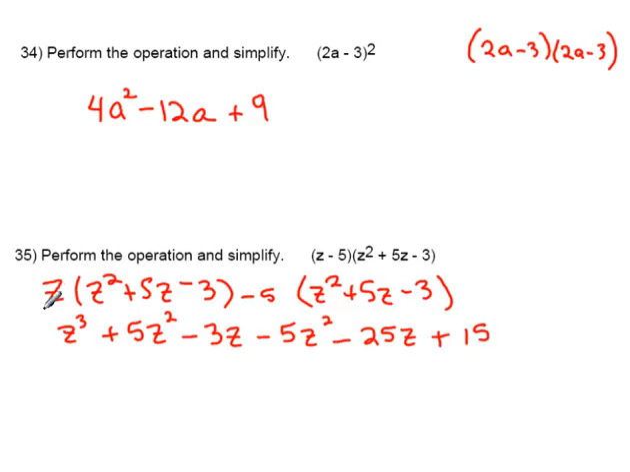Okay, so you've done all the multiplications. You've distributed the z and distributed the negative 5. Now collect your like terms starting with your highest exponent. So z cubed. We have two z squared terms, and one is positive 5, one is negative 5, so those cancel. We have two z terms, negative 3 and negative 25, which gives you negative 28z. And you have one constant term, just bring it down. So here's the answer.